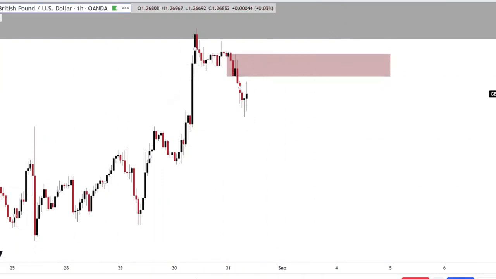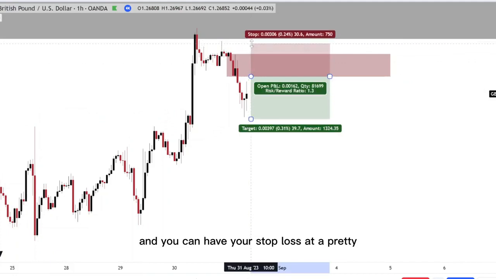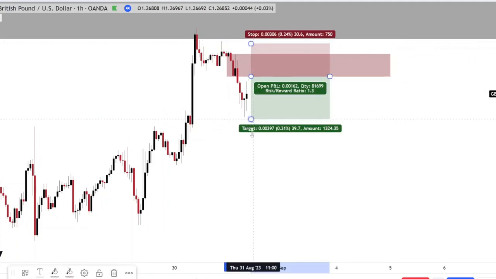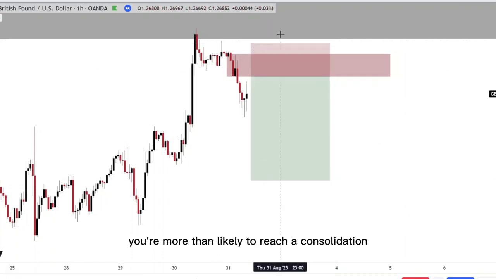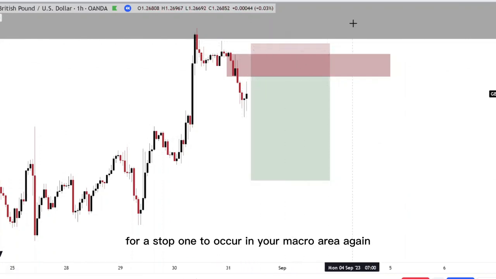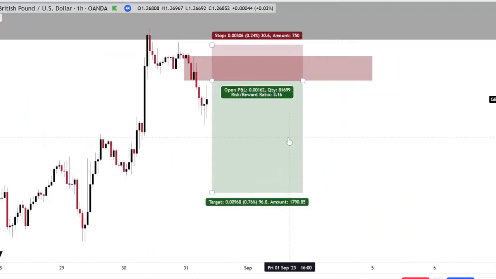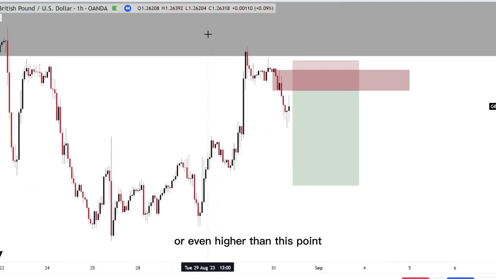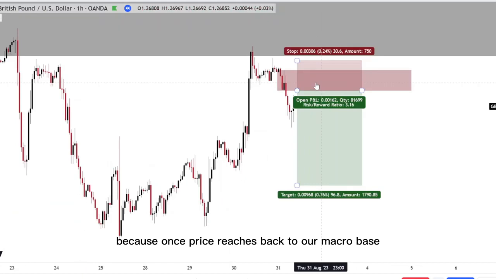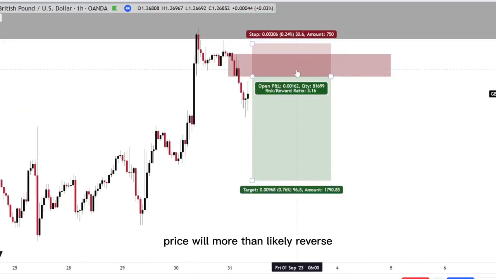And this could be your entry, and you can have your stop loss at a pretty tight position, just for the fact that if price does come up and revisit this area, you're more than likely to reach a consolidation for a stop hunt to occur in your macro area again to push price down. So there's no point of having a stop loss all the way up here or even higher than this point, even targeting this level, because once price reaches back to our macro base, price will more than likely reverse.